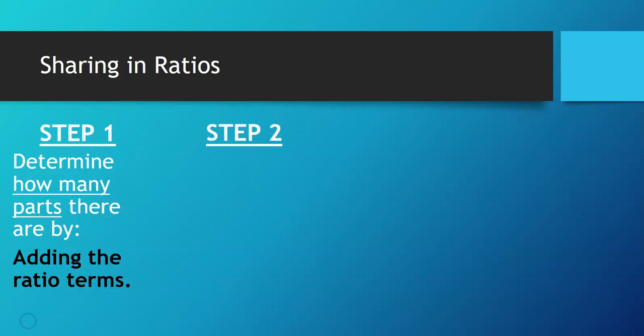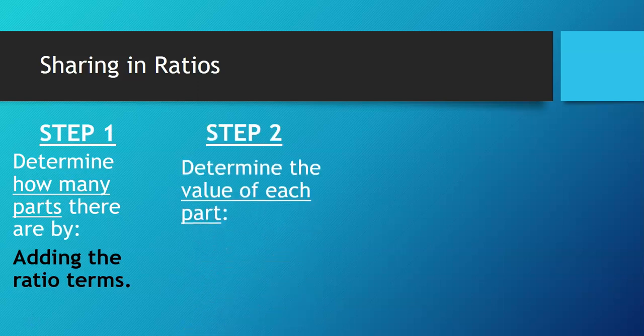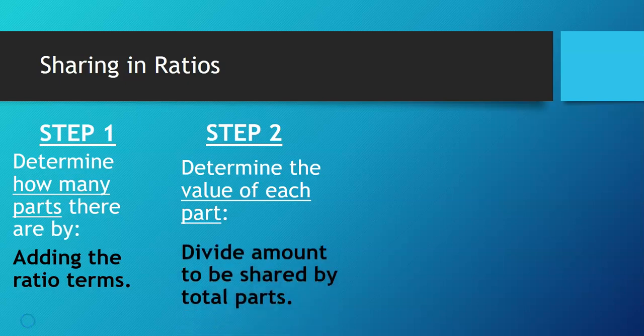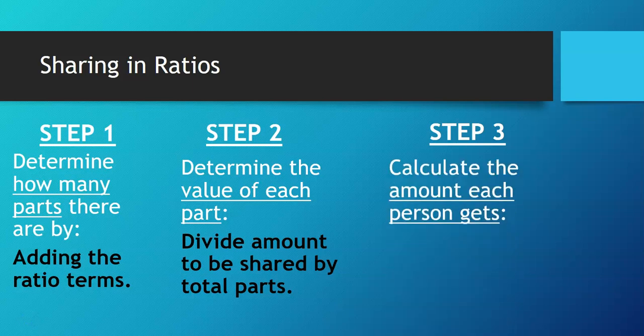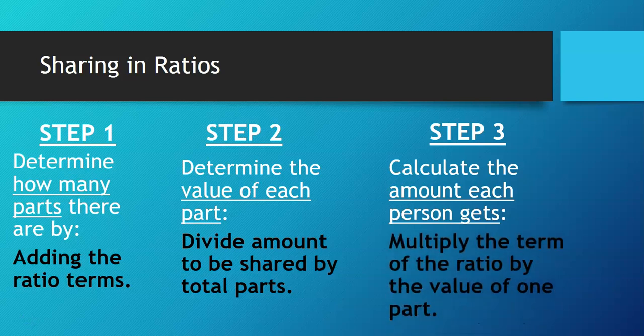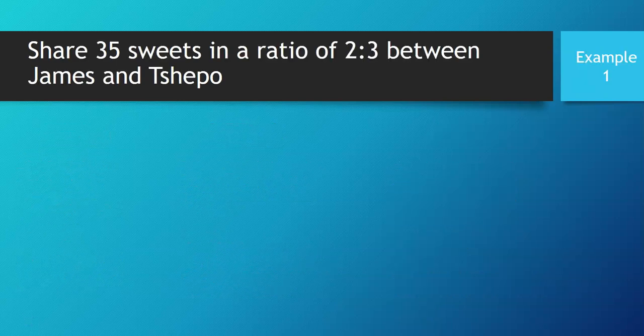Super easy. Step 2, I'm now going to determine the value of each part. So the way I do that is I'm going to take the amount that they've given me to share and divide it by the answer I got in step 1, the total parts. Step 3, it's my final step, I now calculate the amount each person gets. So the way I do that is I'm going to now multiply the term of the ratio by the value of one part, which is the answer I got in step 2. So don't stress if you're confused or overwhelmed right now. I'm going to show you how this works with an example. So let's start with the first one.